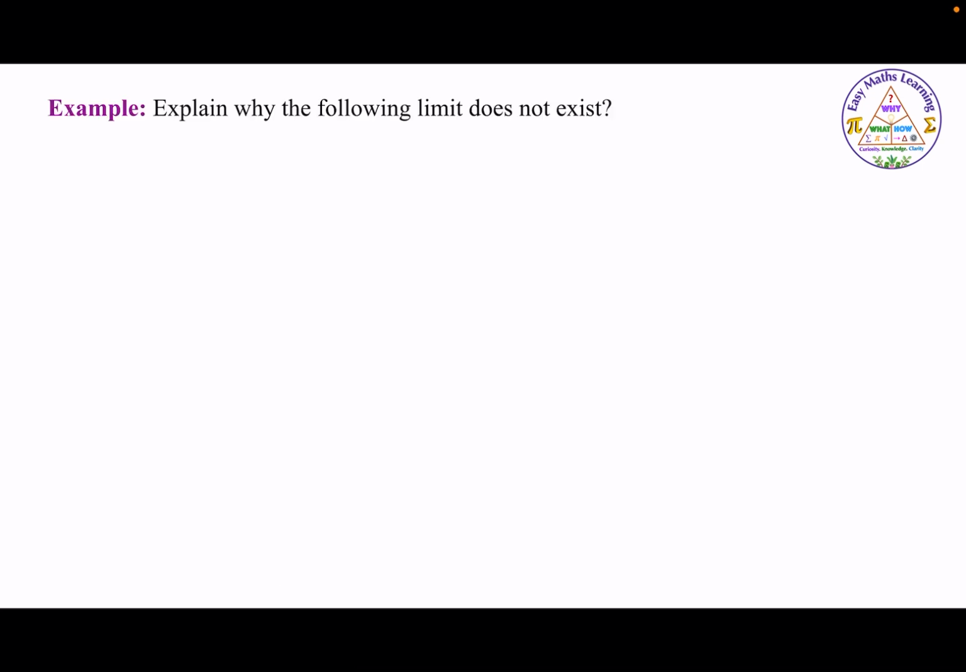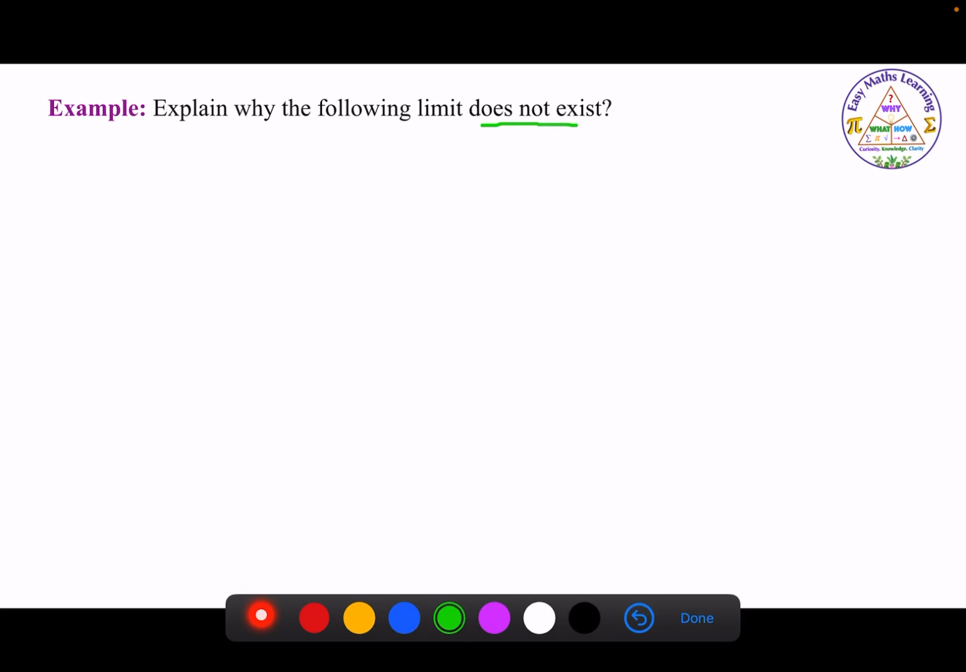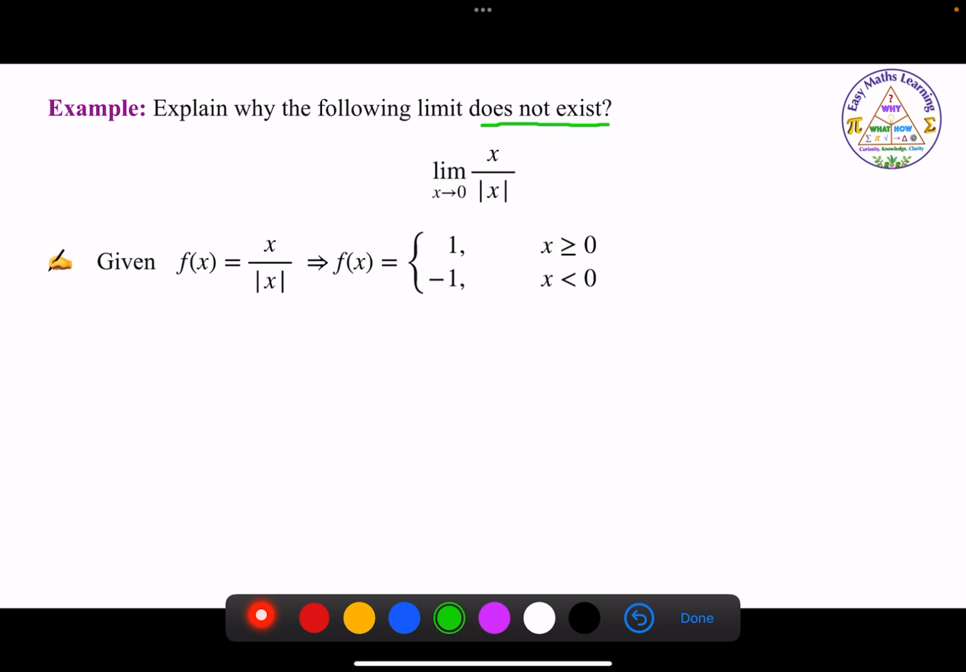Now the example is, explain why the following limit does not exist. The limit is the limit as x tends to 0 of x by mod x. So here the function is x by mod x, and this function can be written as 1 if x is greater than or equal to 0, and the value of the function is -1 if x is less than 0.